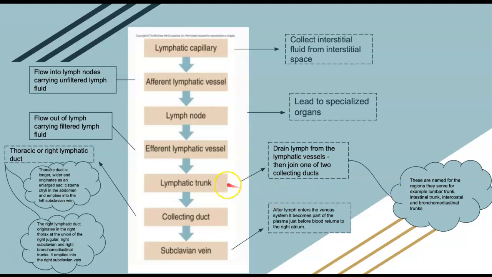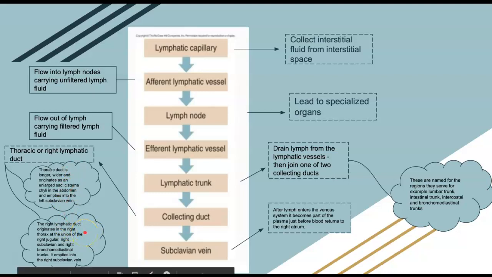Okay, from our lymphatic trunks, we go to our collecting ducts. Remember, we have two collecting ducts. We have the thoracic duct and the right lymphatic duct. We're going to go over the thoracic duct first. The thoracic duct is longer and wider, and it originates as an enlarged sac called the cisterna chyli. The cisterna chyli is in the abdomen and it empties into the left subclavian vein.